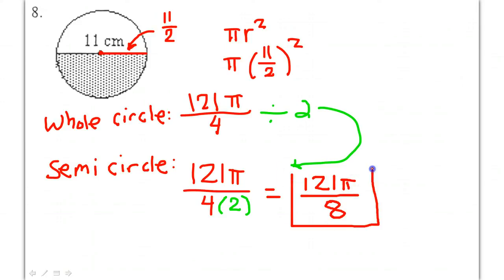Okay, so that would be the exact answer, the exact value for the area of the semicircle. Now, if you are uncomfortable with taking the 2 and putting it in the denominator, you could just put the whole thing in your calculator. 121 pi over 4 divided by 2, and your calculator will give you 121 pi over 8. Okay, that's it. The end.